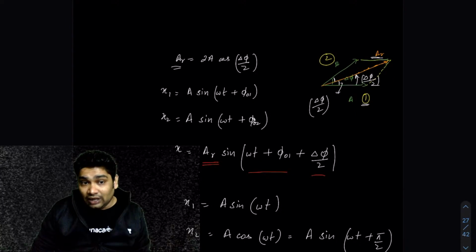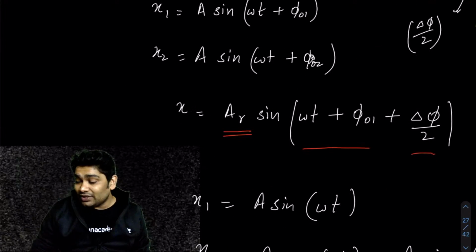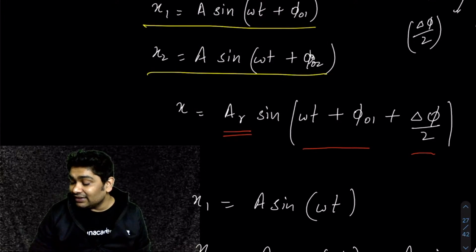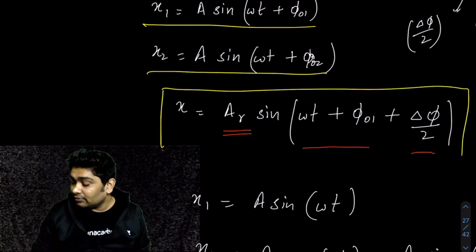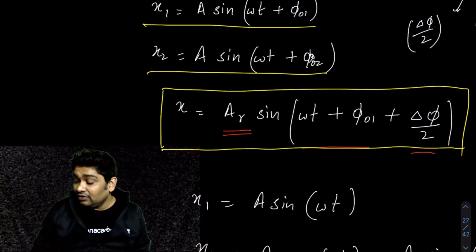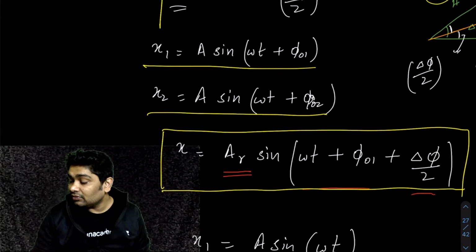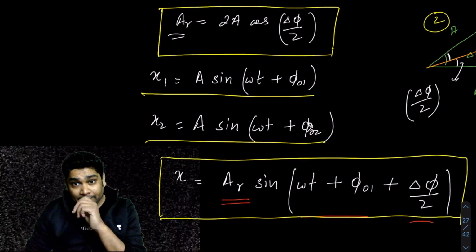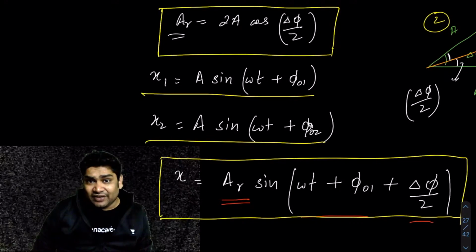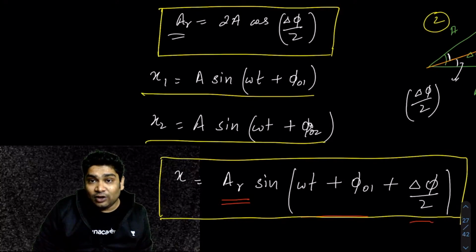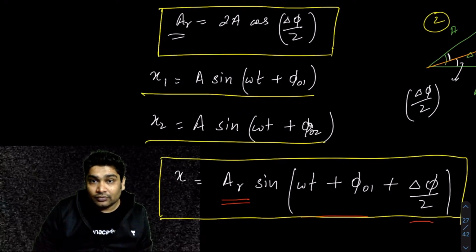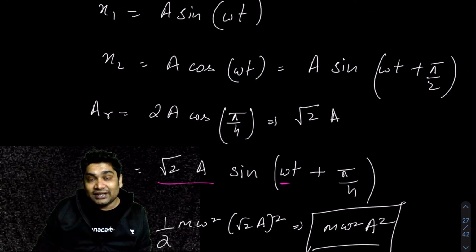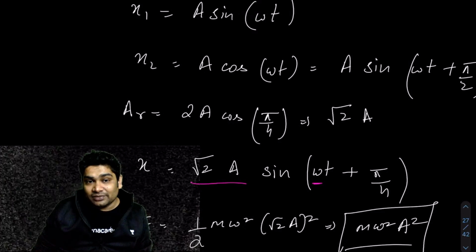So now you know that if you have two SHMs which are given like this, one SHM given like this, second SHM given like this, then the resultant can be written like this. Okay, where AR would be this. So very important, all these forms. So delta phi, of course, is the phase difference between the two. Delta phi, of course, is phi naught 2 minus phi naught 1. Correct? So this is applied here. So this would have been the resultant expression for the resultant motion.